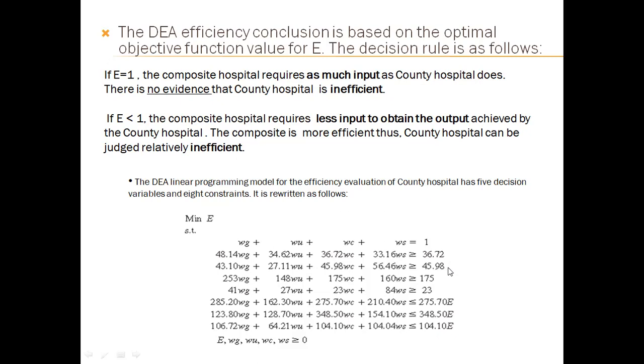And then, yeah, this is for the output measures. Let me just emphasize this once again. So this first 4 here, they are for the output measures. Okay, output measures, and then this 3 here, this is for the input measures. And then the last one is E, WG, WU, WC, I mean WS, is greater than or equal to 0.